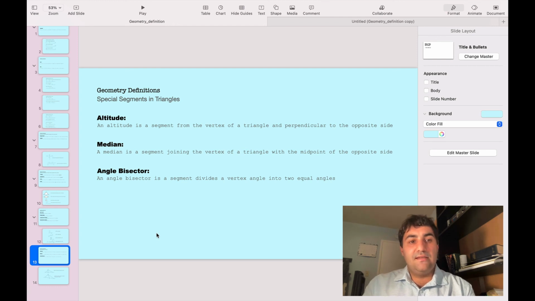A median is a segment that joins any vertex of a triangle with the midpoint of the opposite side. And then the last thing is an angle bisector. Just remember, any type of bisector, they don't have to be just angles. Later on, you'll see what a perpendicular bisector is. To bisect means you're dividing it into two equal parts. So an angle bisector means you have a line or segment that divides an angle into two equal angles. Let's take a look at the visuals here.